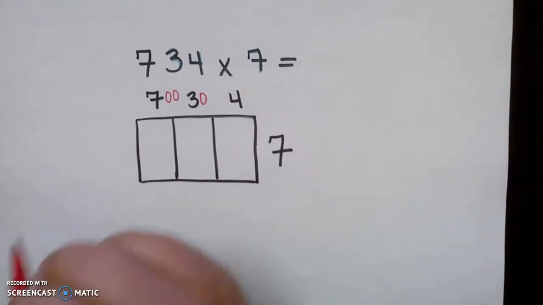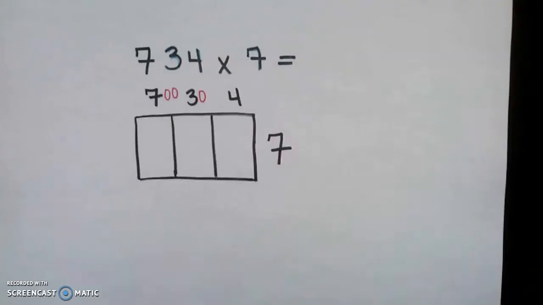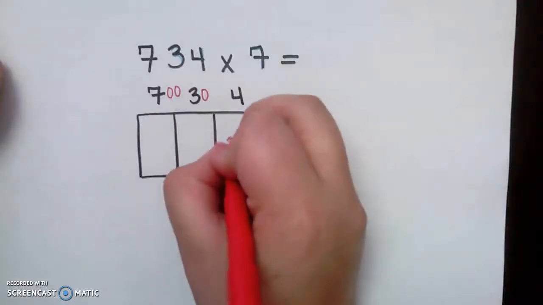So to start off, we have 4 times 7. Now, you guys know your facts off by heart by now. If you don't, that's okay. Just keep practicing them. So we know that 4 times 7 is 28.